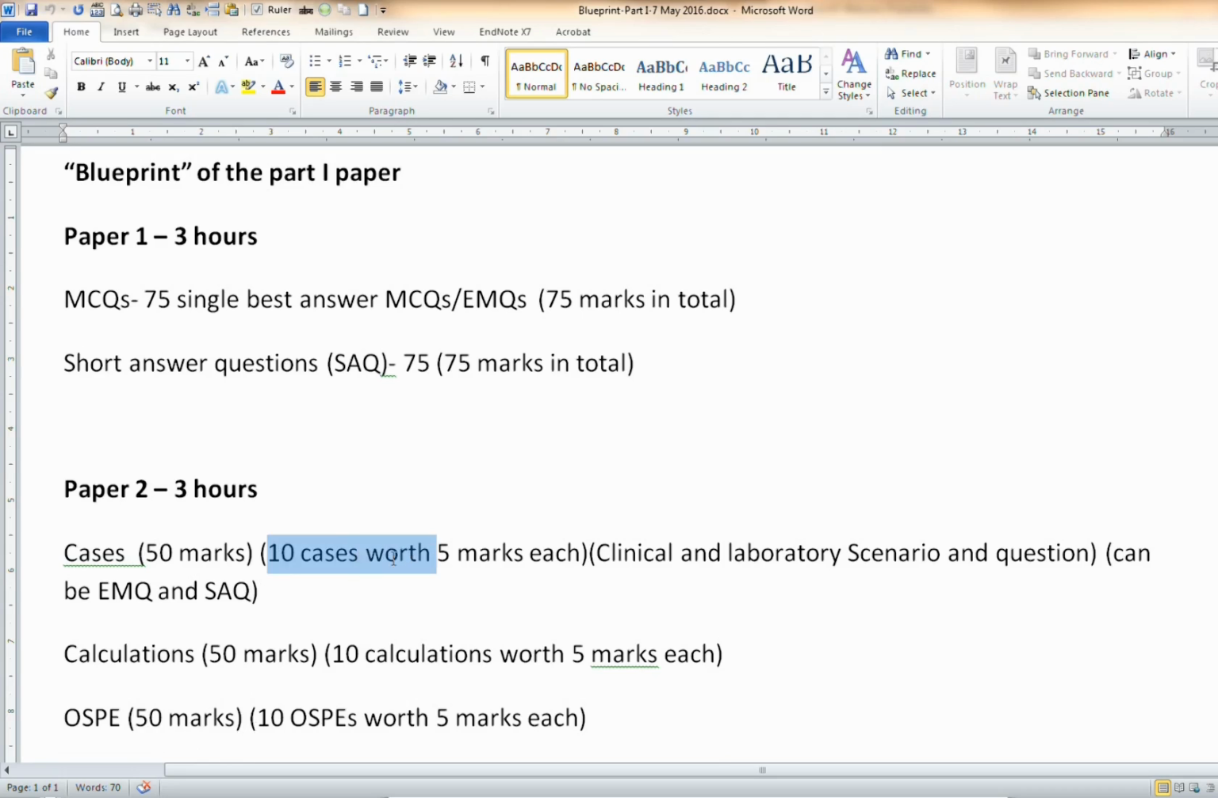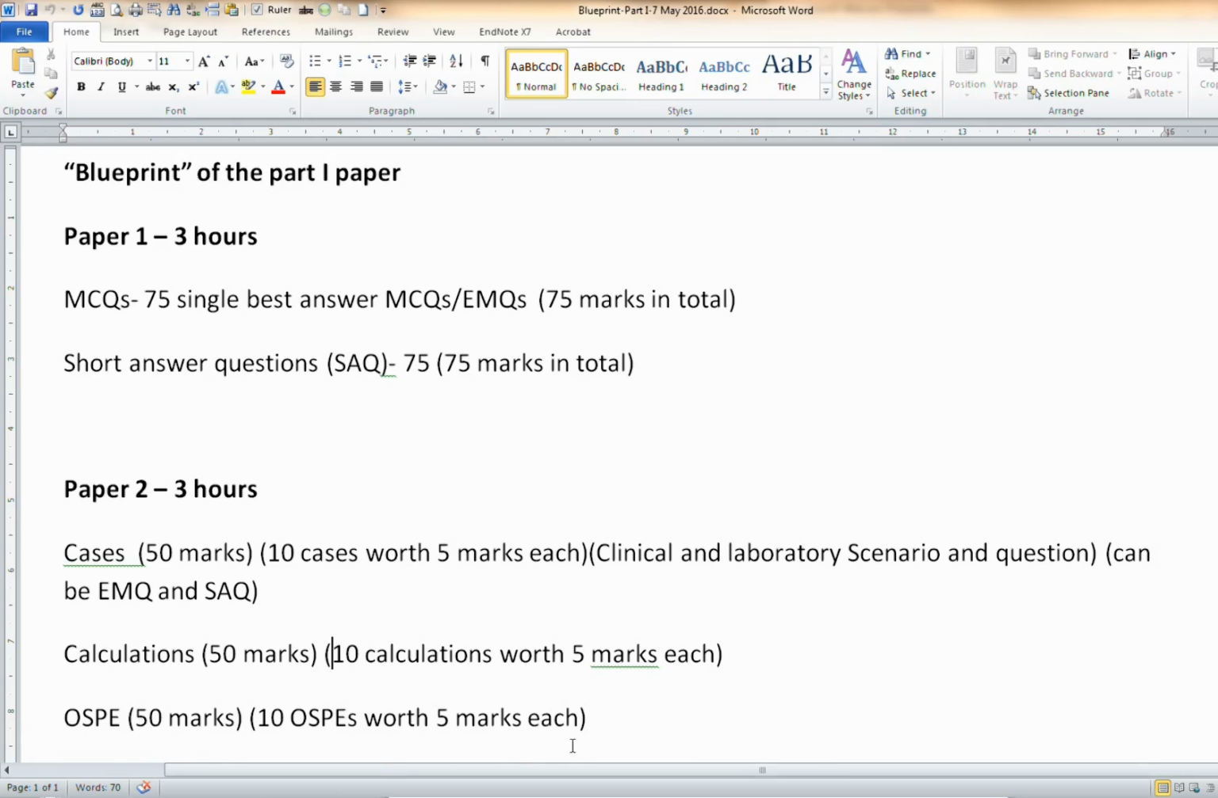The cases will be 10 cases. They're basically the short types of cases, and we'll discuss the types of cases in more detail shortly. And those will have clinical and laboratory scenarios and questions. And those can be in the form of short answer questions or extended matching questions. And we'll discuss the format of extended matching questions shortly. Calculations, we'll discuss types of calculations that you can expect. And then the OSPE.